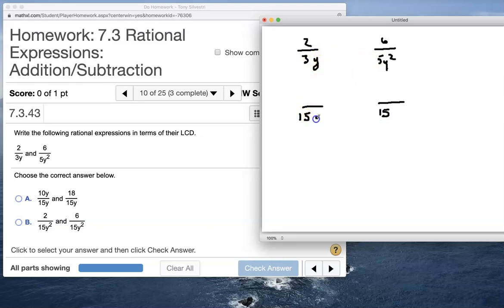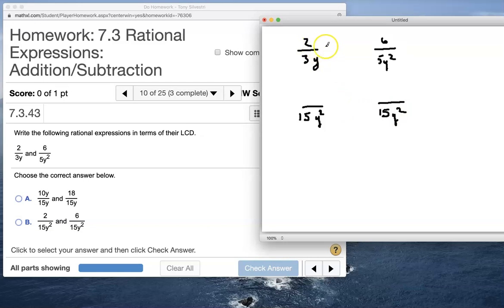You also have to have a y, because that's another factor I see. But what's the highest power y term that you see? I see a y squared. That's the one you use right there. Okay, that's done.